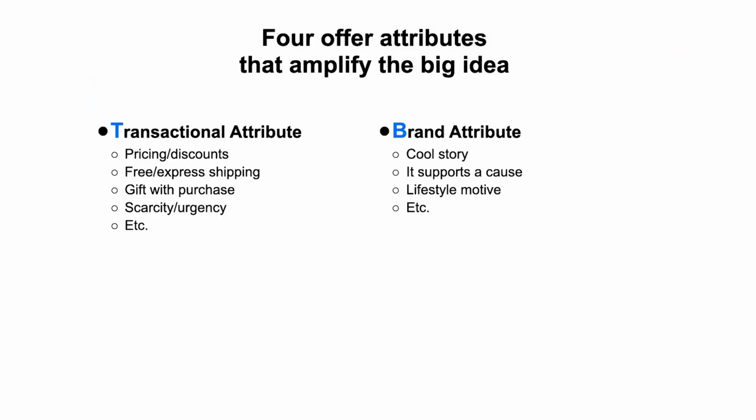The next type of offer attribute we're gonna look at is B. So far we looked at T, transactional. Now we're looking at B, which stands for brand attributes. This is when you're thinking about a cool narrative or a cool story that your customer is gonna resonate with. What kind of causes does your brand support? What is the lifestyle motive of your customer? What is your vision, your mission, and your values that your customer segment is going to align with? So let's take a look at how we would sell winter jackets using just brand attributes.